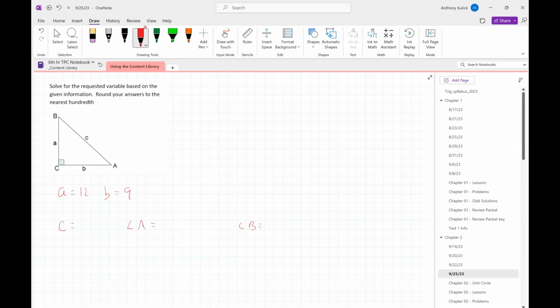Side C. Great. How are we going to find side C? Pythagorean theorem, a squared plus b squared equals c squared. So 12 squared plus 9 squared equals c squared. Got to remember the hypotenuse is always that last piece though, right? So 144 plus 81 equals c squared. That's 225 equals c squared, which is 15.